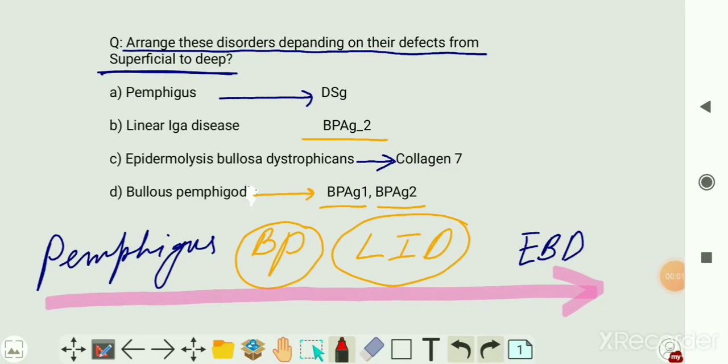Here, the point to be noted is that bullous pemphigoid is the most common type of subepidermal disorder.